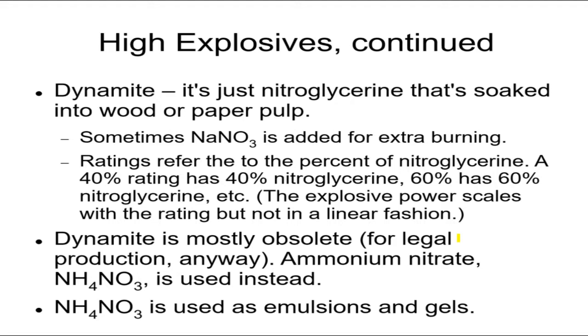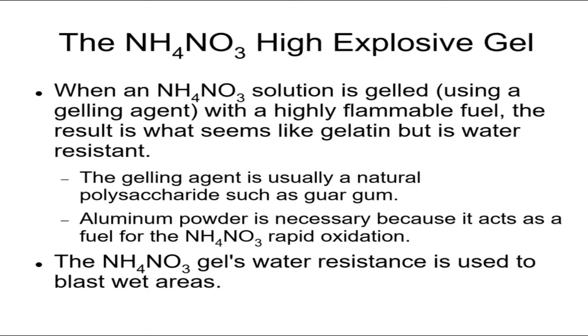It was the main explosive. Now we use ammonium nitrate. That's NH4NO3, ammonium nitrate. Ammonium nitrate is used in the form of an emulsion or a gel, or in ANFO, ammonium nitrate fuel oil, which is a little bit simpler. But let's see how these things are. Let's take a look at the gel. This is ammonium nitrate.